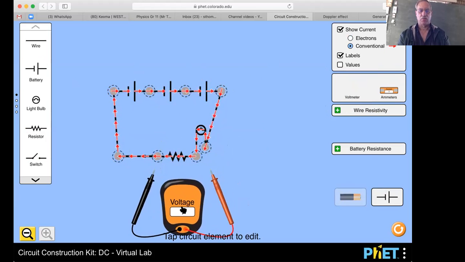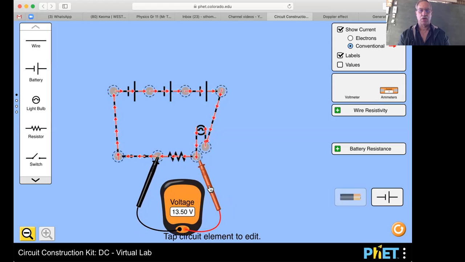And then we can grab a voltmeter. You're going to put the voltmeter, say, there, there. 13.5 volts. Or what if we put it there? 27 volts. Or what if we put it there? It's still 27. So you see the voltage only falls across the resistances, and it falls across 27 in total, 13.5.